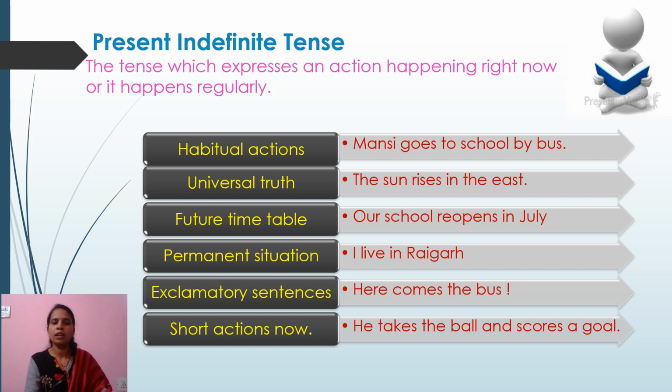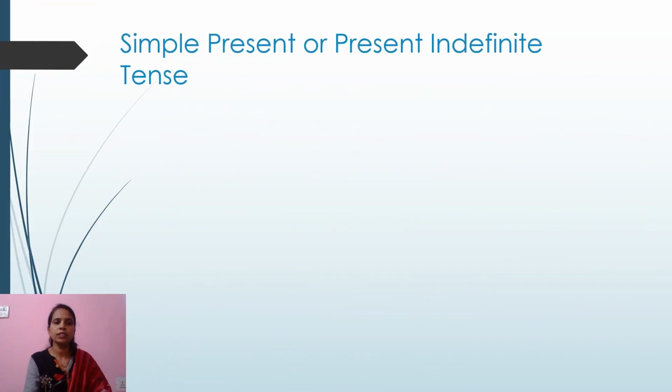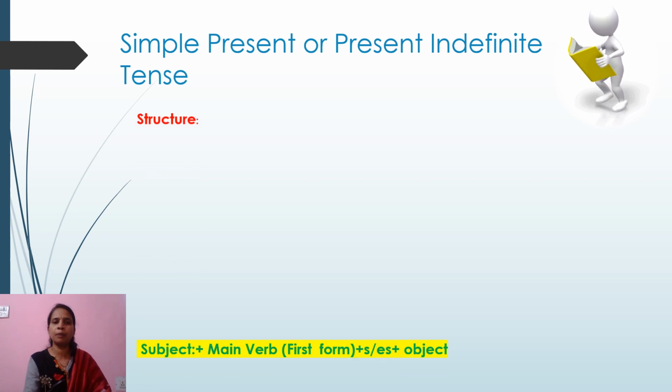For example, here comes the bus. Some short actions like he takes the ball and scores a goal. These types of sentences are used during the live commentary of matches. These are the uses of simple present tense.